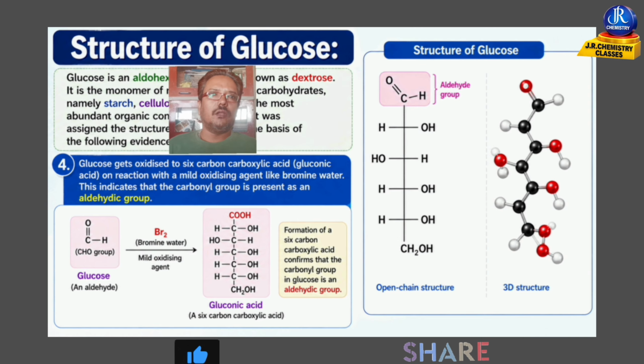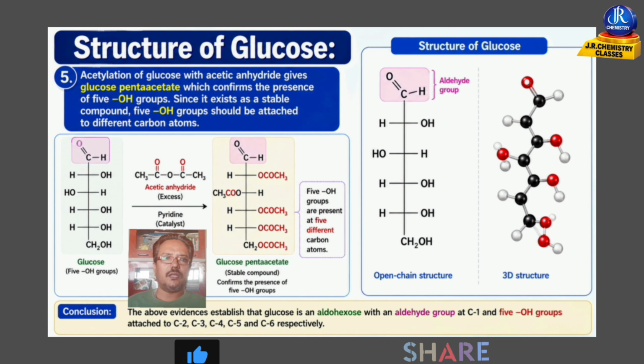Number 4. Glucose gets oxidized to a 6-carbon carboxylic acid, gluconic acid, on reaction with a mild oxidizing agent like bromine water. This indicates that the carbonyl group is present as an aldehydic group.